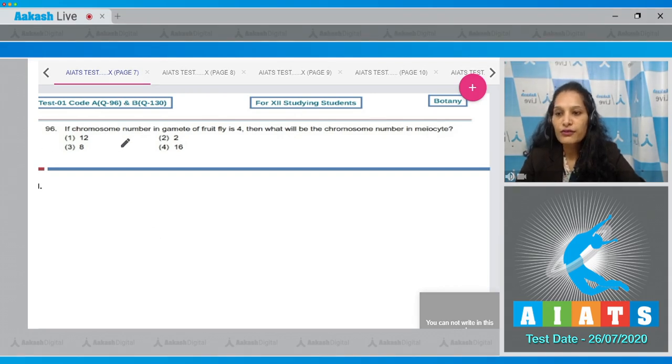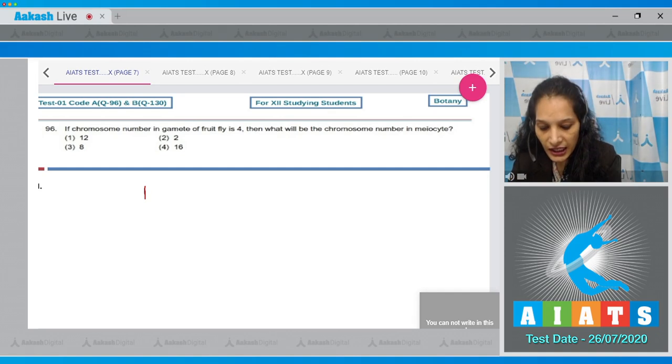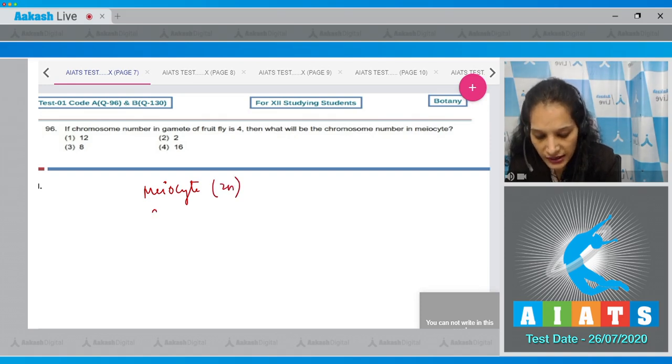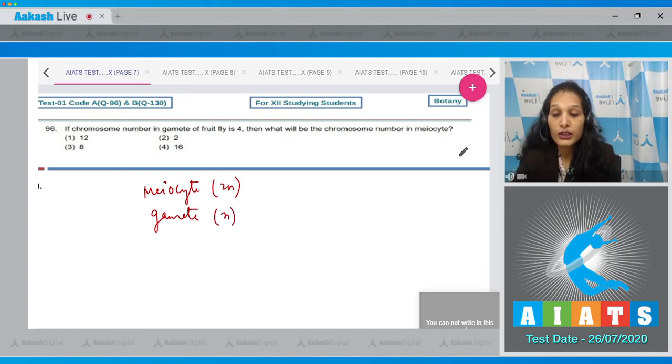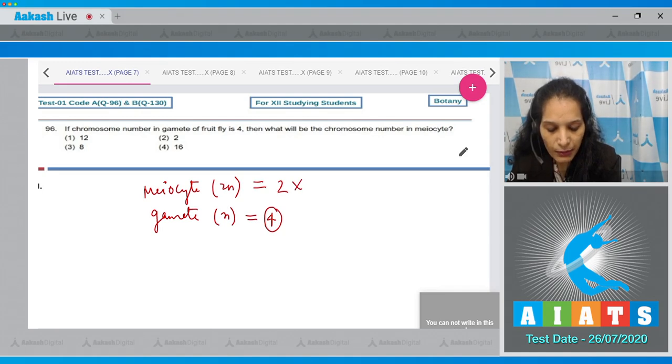Question number 96. If chromosome number in gamete of fruit fly is 4, then what will be the chromosome number in meiocyte? You should know about the relationship of meiocyte and a gamete in terms of ploidy level. Meiocyte is 2n, whereas a gamete is n. If the chromosome number in the gamete is 4, then definitely in a meiocyte it will be double or 2 times, that is 2 into 4, that is 8.